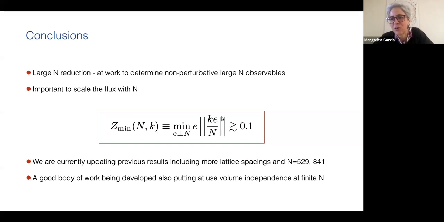It's not only factorization. To extract the mass of the glueball from the correlator, you have to go subleading in N, because it's a subleading effect.